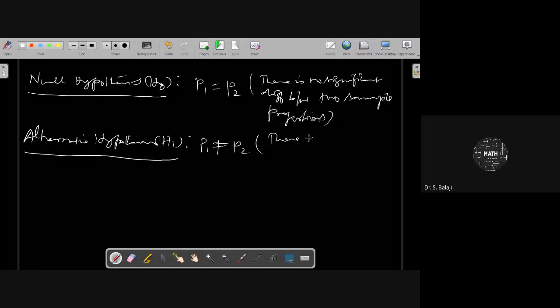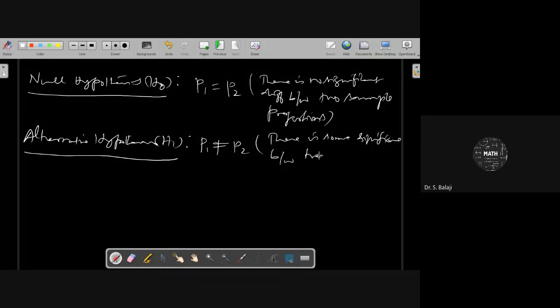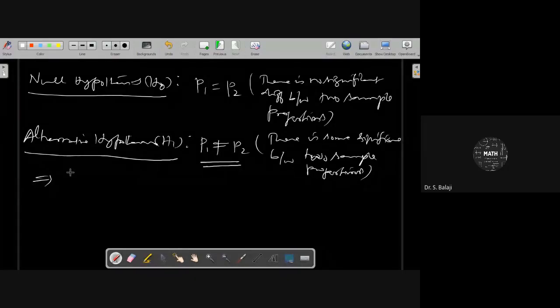There is some significance between the two sample proportions. That is the idea we can get. Therefore, because of P1 not equal to P2, the test is a two-tailed test.